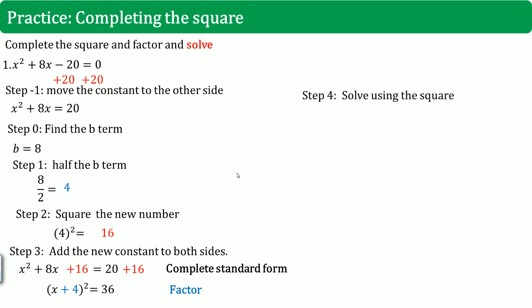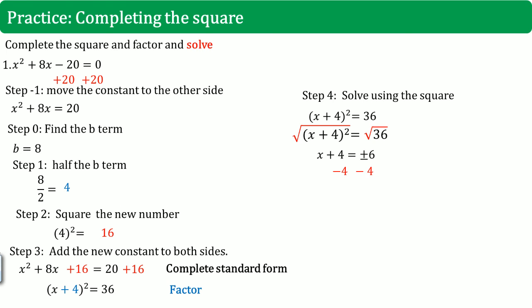Don't know how I got the factored form? You have to rewatch the video on the diamond method. You can use the diamond method to get x plus 4 times x plus 4. Okay? Now we're going to solve that square. So x plus 4 squared is equal to 36. We have to get rid of that square by taking the square root of both sides. That gets us x plus 4 on the left hand side. On the right hand side, the square root of 36 just becomes plus and minus 6.